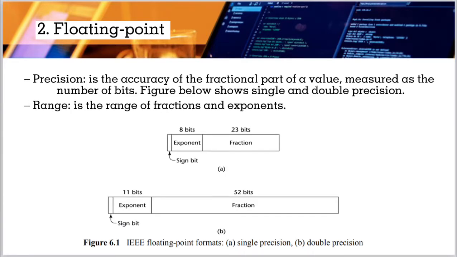Precision is the accuracy of the fractional part of a value, measured as a number of bits. The figure below shows single and double precision. Range is the range of fractions and exponents. To understand this, we must first understand the structure of float and double in memory.